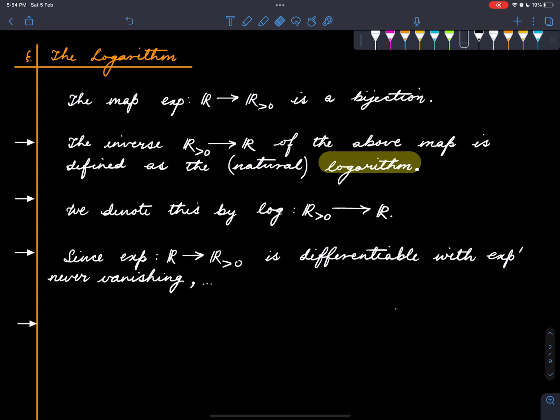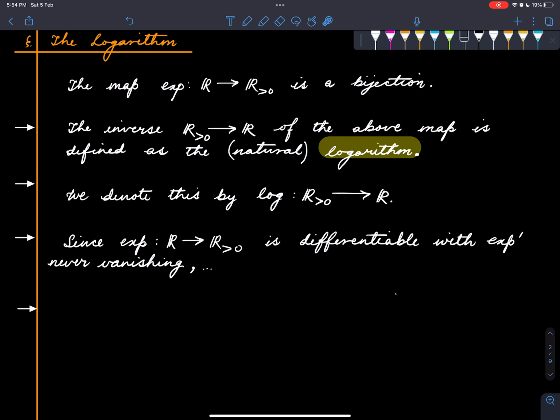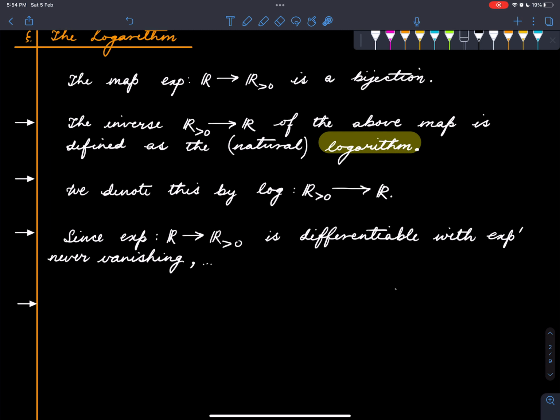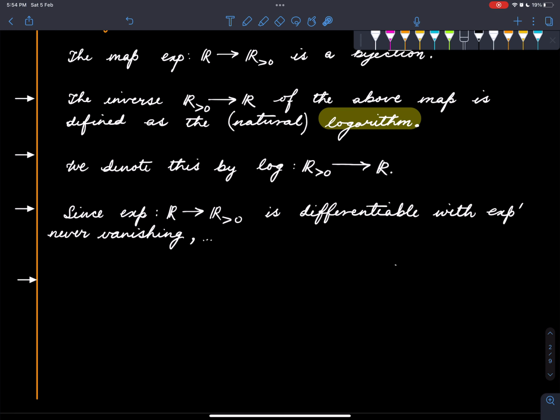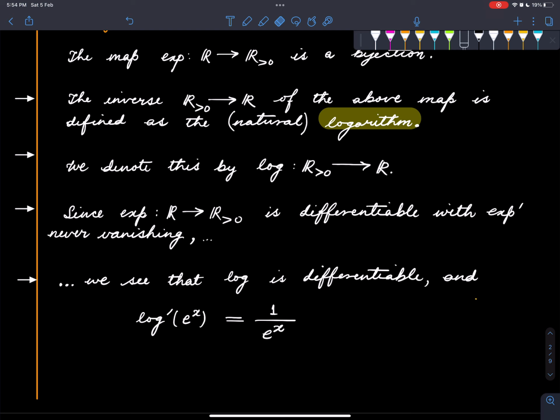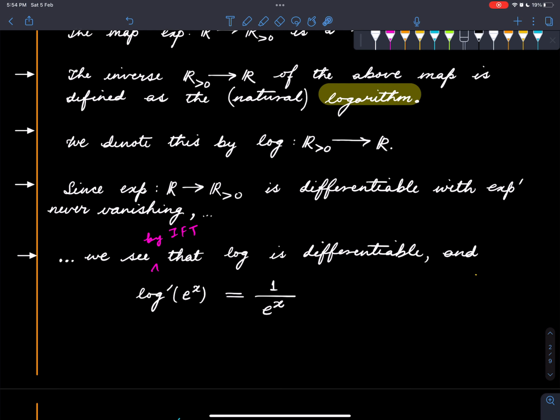Great. Now, the exponential function is a differentiable function, and its derivative does not vanish anywhere, because its derivative is itself and the exponential function does not vanish anywhere. We see by the inverse function theorem that the logarithm function is also differentiable, and the derivative of the log can be calculated in this fashion. Let me explain that a little bit.